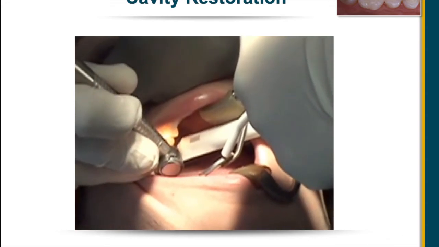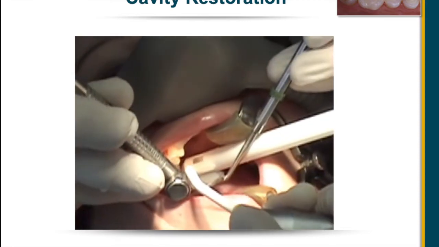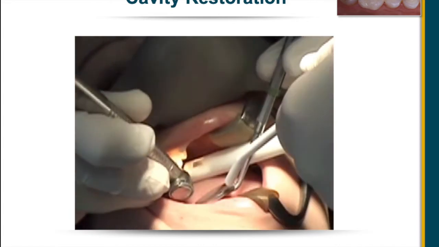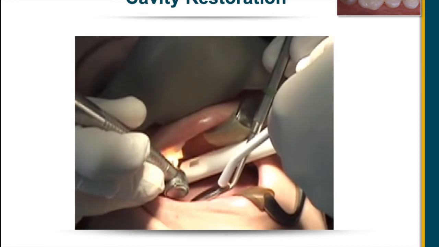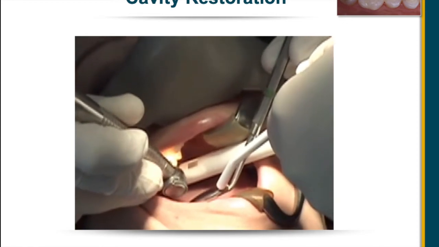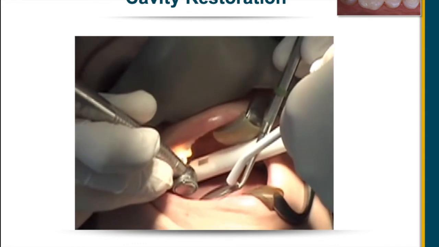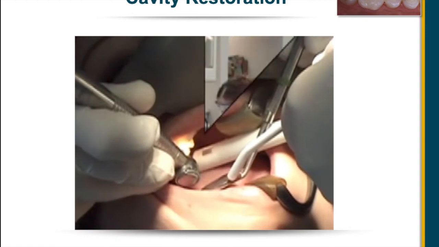Okay, so now I want you to notice the assistant. As soon as the doctor stops operating here for a second, the assistant blows air up in the prep so the doctor can see, blows the doctor's mirror off, blows the prep, blows the mirror, blows the prep, and then the doctor resumes prepping. We're using the high speed. There's no rinsing that's needed because the doctor is continually rinsing with the water spray from the high-speed handpiece.